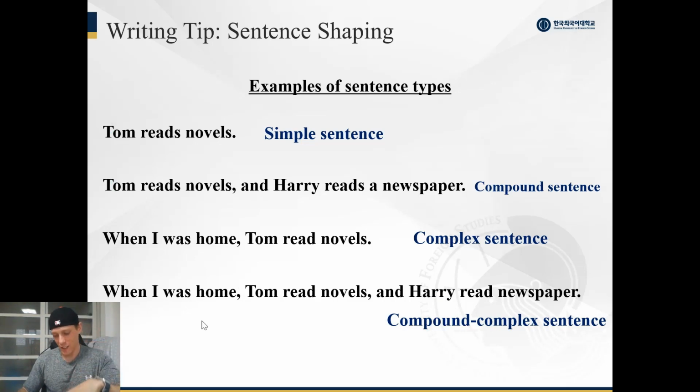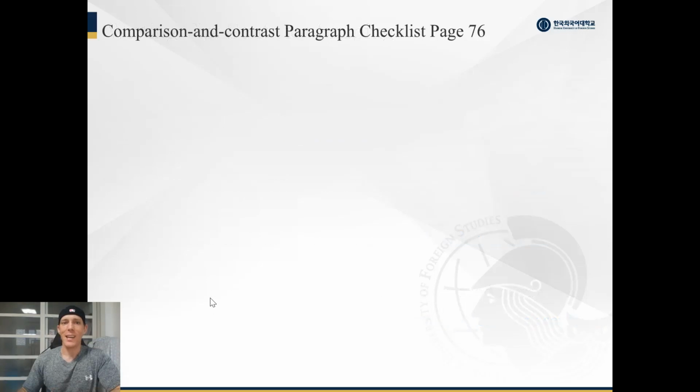And so you can see these are the four example types. And in the book, you can see that they are that way. It's very simple to do. So at the end, there's the checklist. And the checklist will be especially important for the final exam. You have to include the points on the checklist to get the full marks for the test.